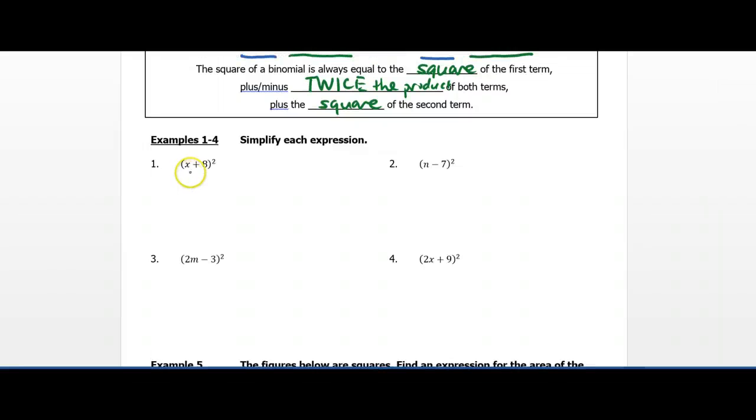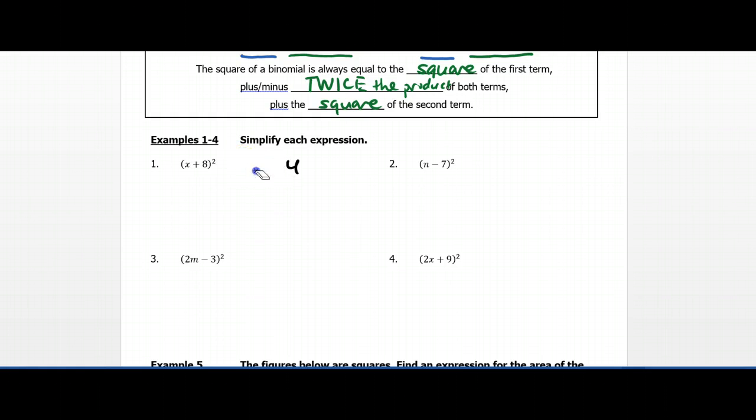So number 1, I have x plus 8 quantity squared. One of the most common mistakes I see in algebra are students telling me that the answer to this is x squared plus 64. Okay, because they're trying to square the x and the 8, and they're forgetting that there is always a middle term when you have a problem like this. So this would not be correct.